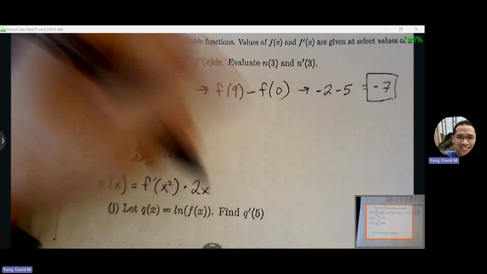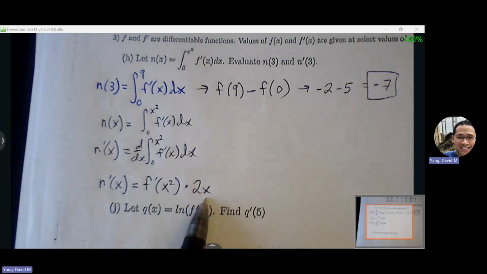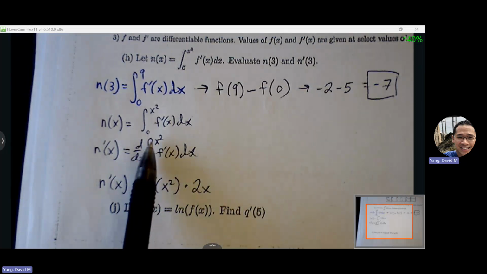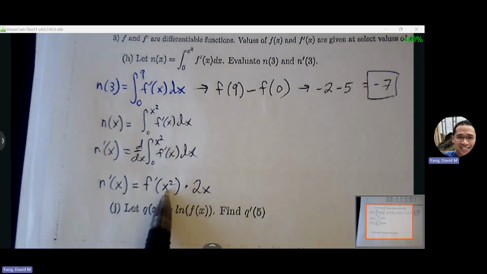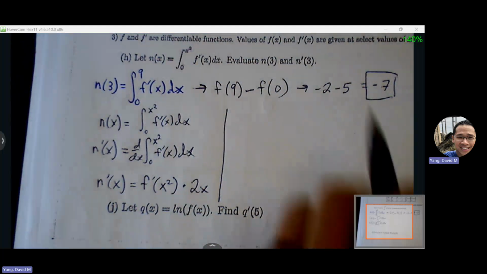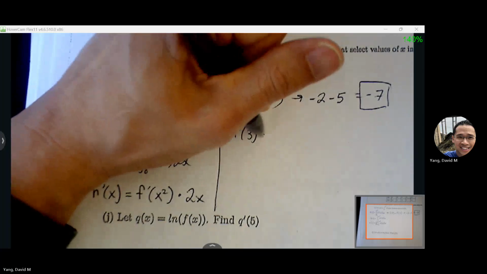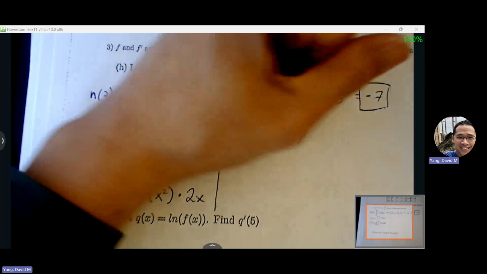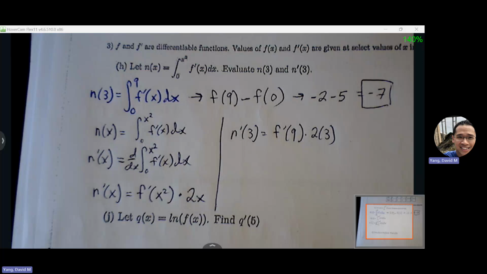So remember, second theorem. A lot of times we ignore that upper bound because it's just x, and x's derivative is times 1, so nothing really impacts. But here there's x squared, so with the second theorem, we cancel these out, we plug the upper bound in, and then we multiply by the upper bound's derivative. Okay, so now we can use this to find n prime of 3. Three squared is 9. 2 times 3 is 6, so we need to do f prime of 9 times 6.